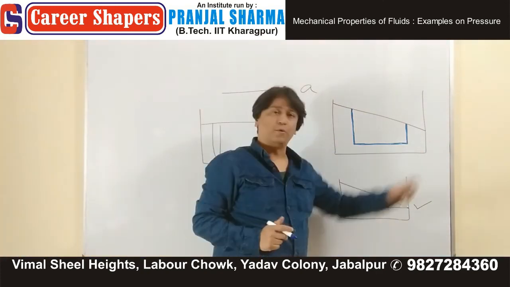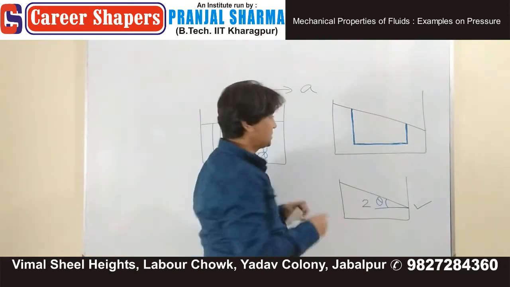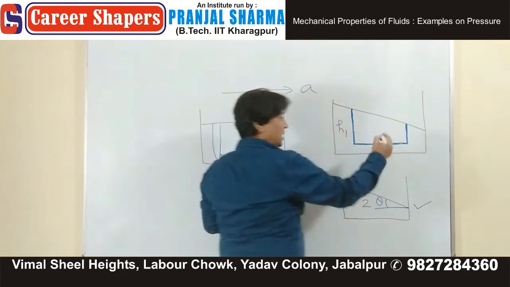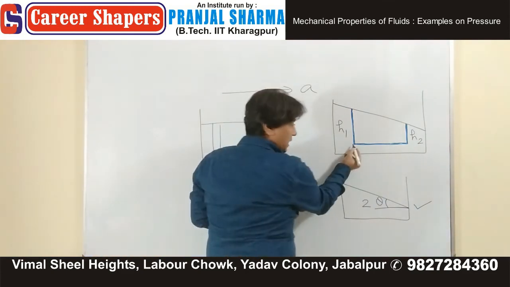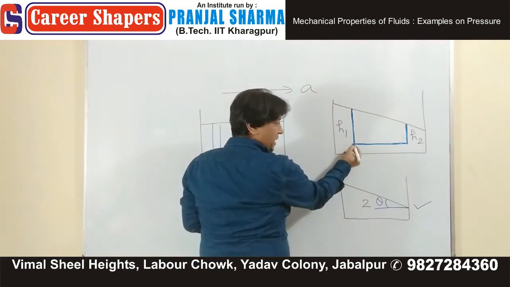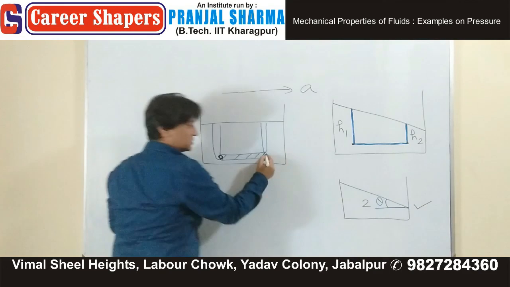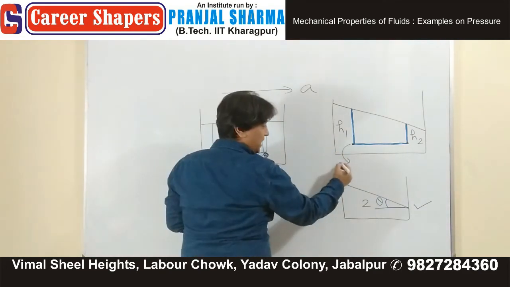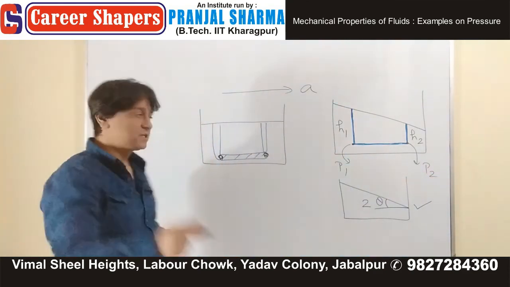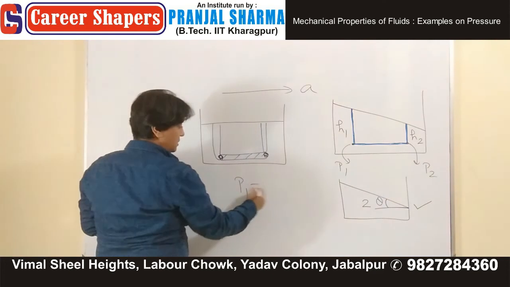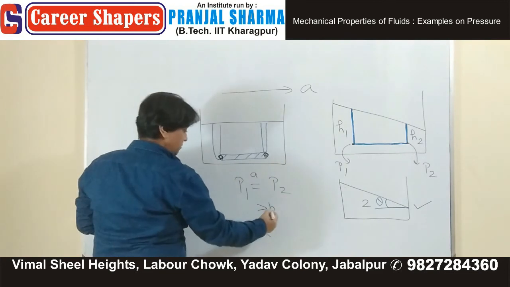Imagine this blue shaped portion. This is the left limb, right limb. Suppose this height is h1 and this height is h2. Now, at this place, pressure is P1. At this place, pressure is P2. Now we have written a statement. P1 is P2 greater than, less than. Which one is correct? A, B, C.